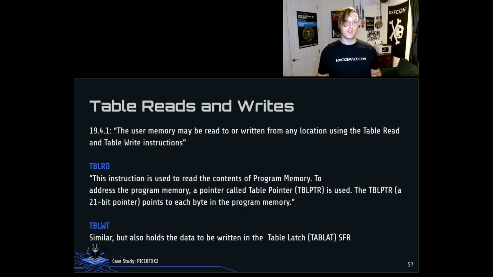Essentially, you can think of it like pointers. The user memory can be read or written from any location using the table read and table write instructions. So what we can do is load up the address or the pointer in a special register called table pointer, TBLPTR, and that table pointer points to each byte in program memory, in code memory. And we can use that along with the table read instruction to extract a single byte from memory. Table write is the same way, but you can also write data using the table latch, TABLAT, special function register.